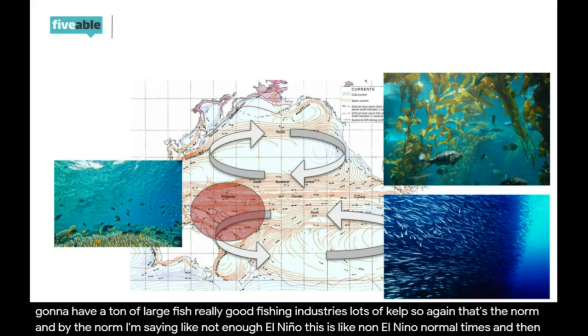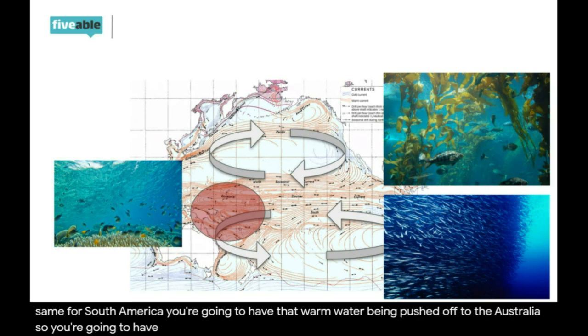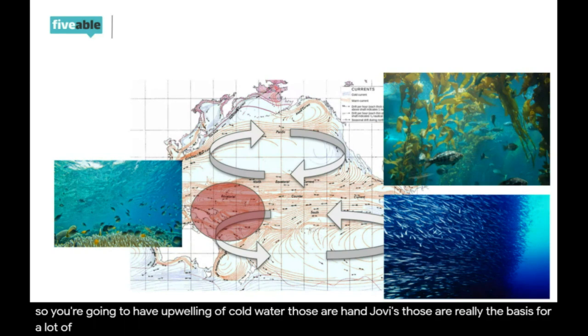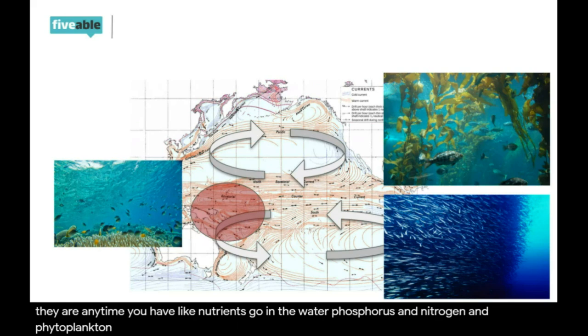And then same for South America, you're going to have that warm water being pushed off to Australia. So you're going to have upwelling of cold water. Those are anchovies. Those are really the basis for a lot of marine food chains. And you're going to have just tons of them. They are filter feeders. Anytime you have nutrients go in the water, phosphorus and nitrogen, you're going to have a bloom of algae, and phytoplankton and zooplankton are going to appear. And those are microscopic organisms.